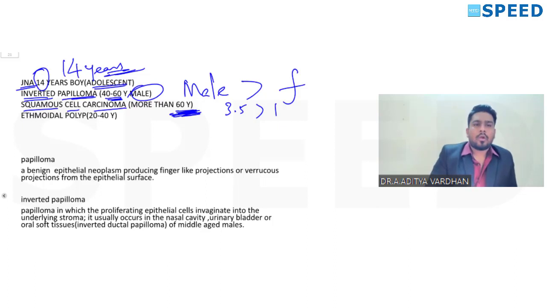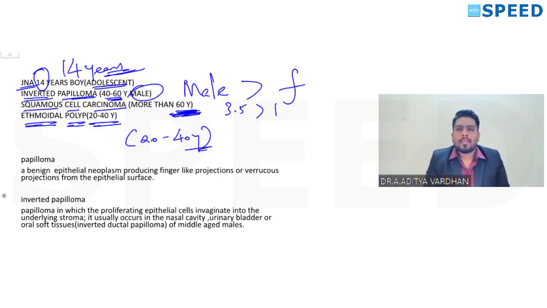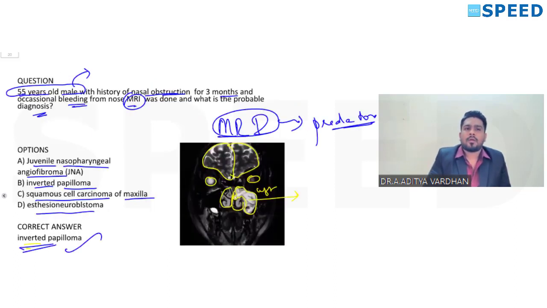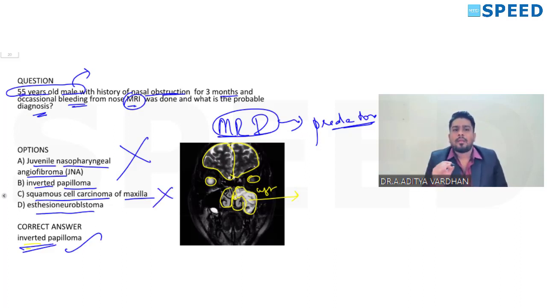And another thing is ethmoidal polyp, 20 to 40 years. Ethmoidal polyp will be there. So from this itself I have excluded options like juvenile nasopharyngeal angiofibroma because the patient is not an adolescent male or 14 years like that. Then squamous cell carcinoma of maxilla because the patient is not more than 60 years. And inverted papilloma because it is confined to 40 to 60 years, and the appearance which I will discuss with you in a short time.